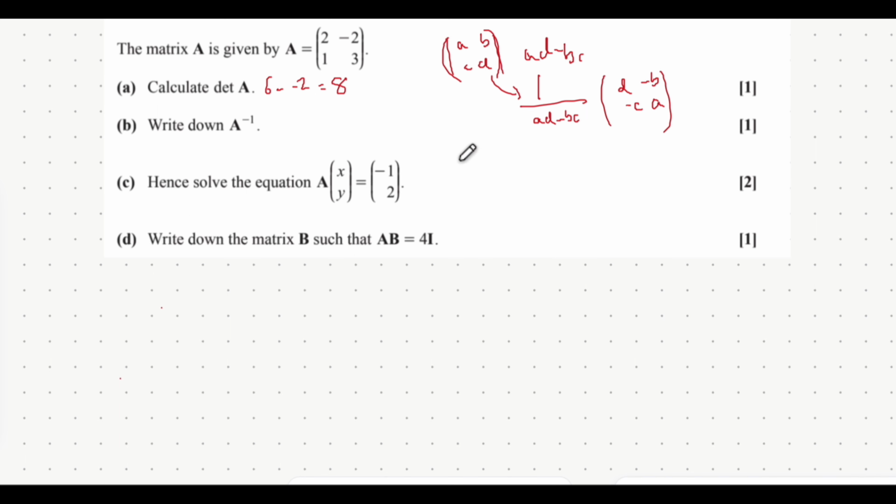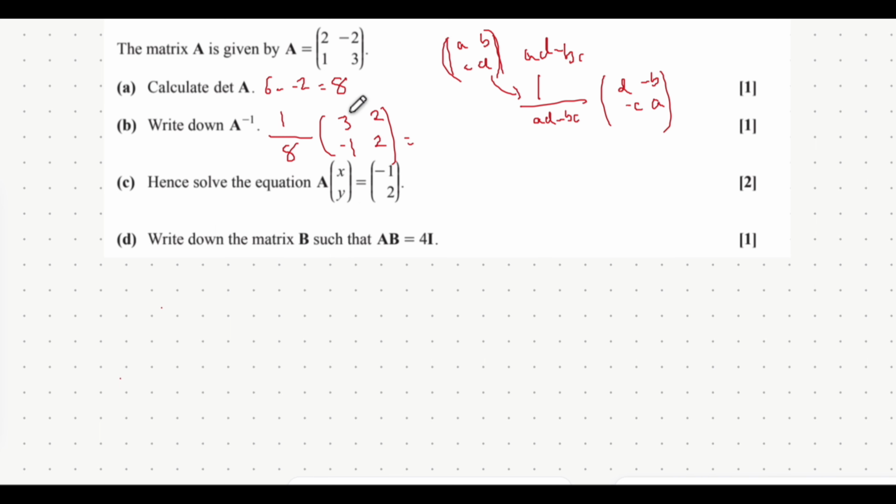So applying that same concept here, we can say it's 1 over AD minus BC, which we've already found is 8. So you can say essentially it's 1 over the determinant. And then inside of the matrix, you swap the positions of 2 and 3, so it becomes 3 and 2. And then you multiply both of these by minus 1. Minus 2 times minus 1 is positive 2. And 1 times minus 1 is minus 1.